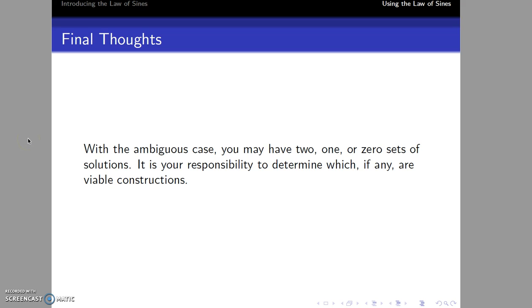So here's the final thoughts for you. With your ambiguous case, your side-side-angle, you have an established ratio, but you don't have two known angles. Your angles are unlocked. That means you have ambiguity, which may be resolved. It may be the case that you just actually have one solution. It may be the case that you have no solutions, and it's an impossible construction. Or it may be the case that you have to account for both. And that's your job. That's what you have to do.